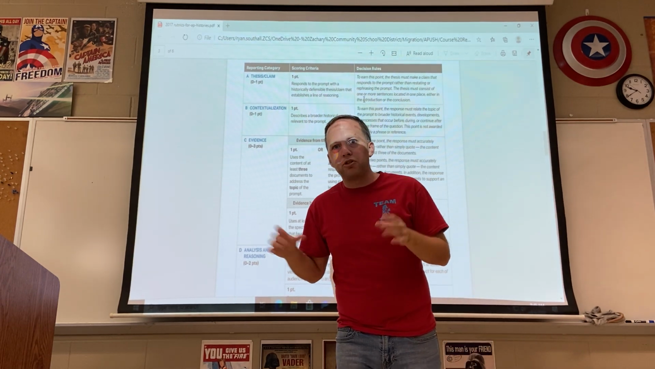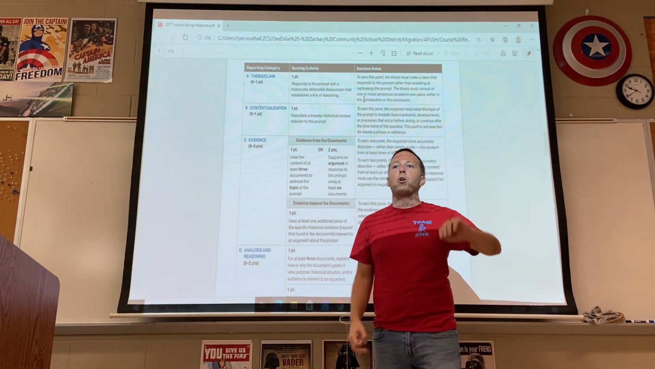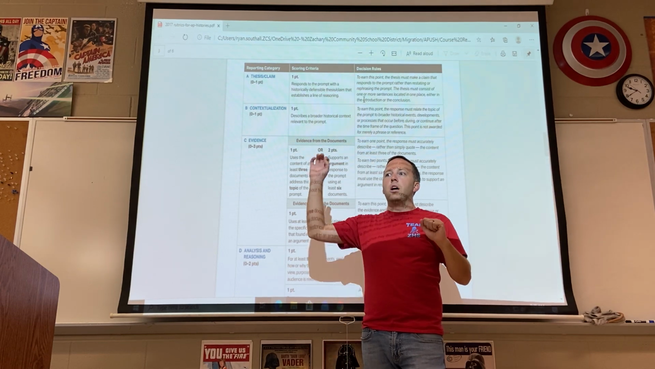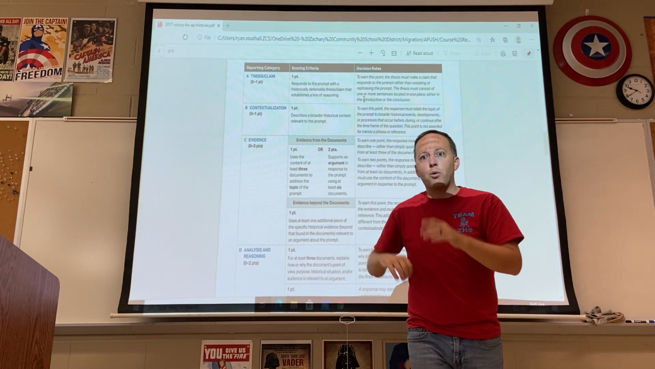To get your outside evidence, you need to give an example of a person, place, event. Like you want to say Boston Tea Party or the Boston Massacre, Common Sense, Declaration of Independence, Thomas Jefferson. Give a specific example. And don't just list it.